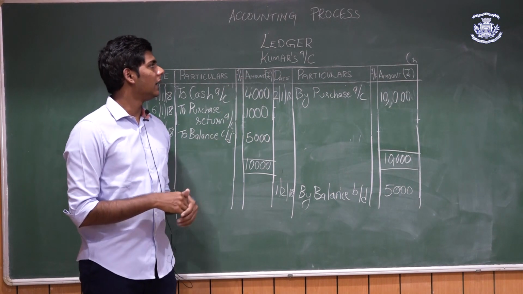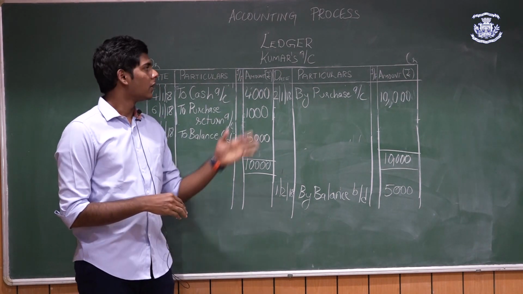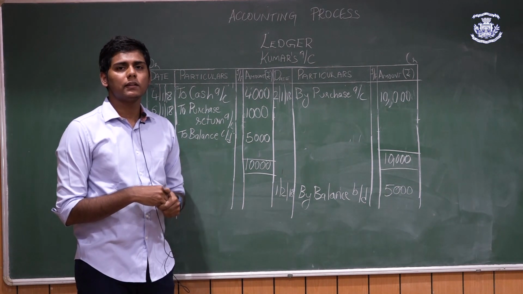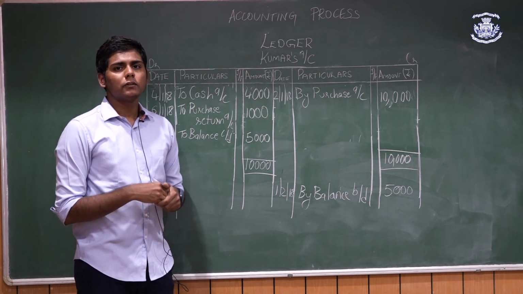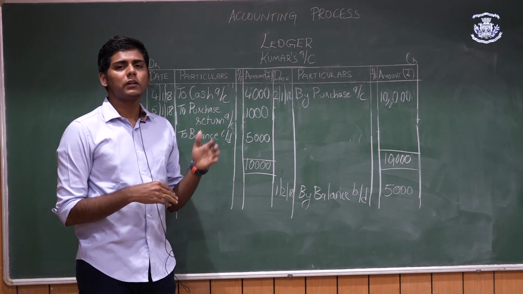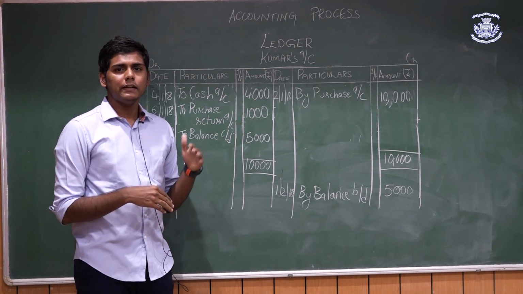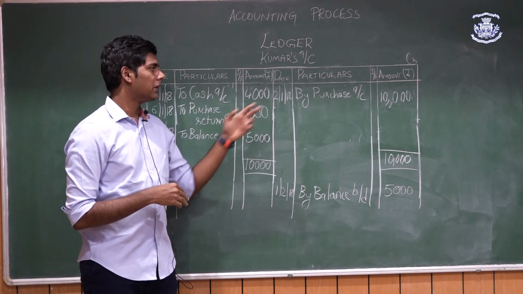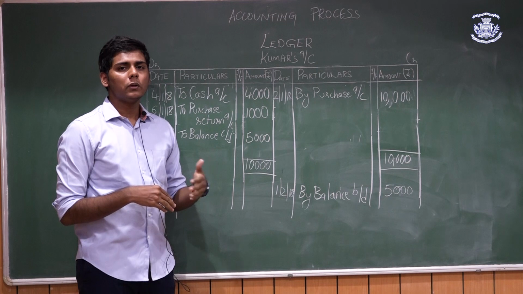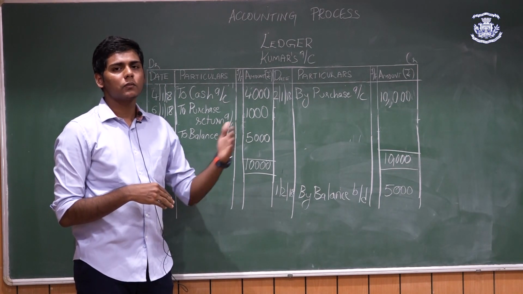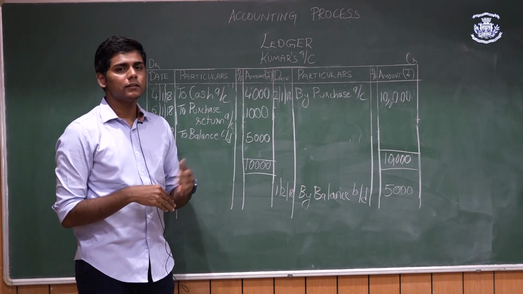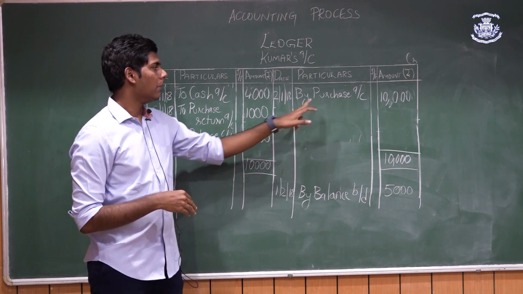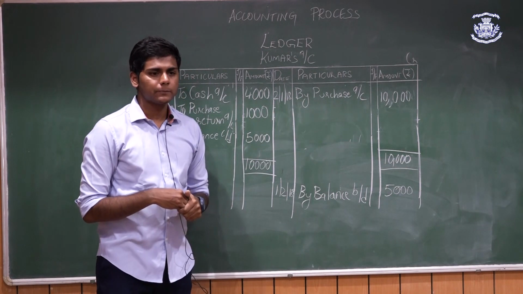And finally, we have Kumar's account. So Kumar is a creditor. Since we need to pay Mr. Kumar money, it's a liability for the company. And so as the rule says, for liabilities, you will credit when it increases and debit when it decreases. So it started off with us purchasing goods from Mr. Kumar. So when we purchase goods, we need to pay Mr. Kumar, so the liability increases. So it will be recorded on the credit side with the date, by purchase account and the amount.